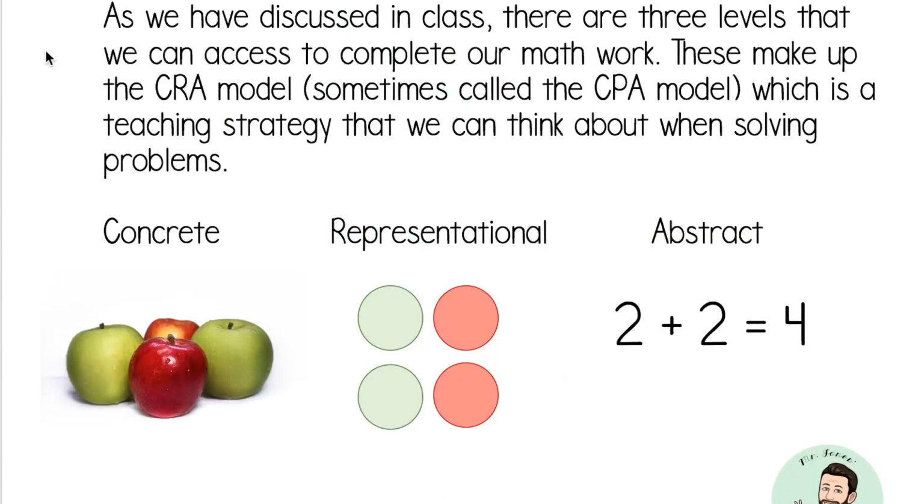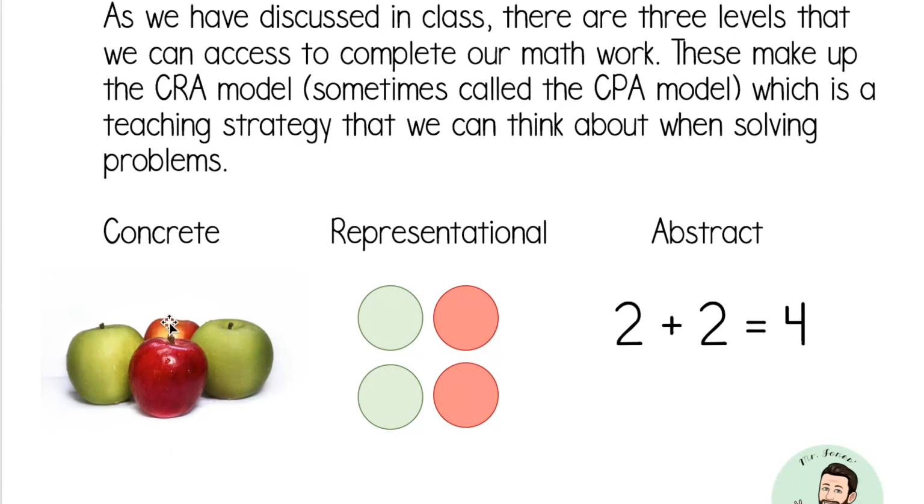So as we have discussed in class, there are three levels or categories that we can access to complete our math work. These make up something called the CRA model, which is an instructional strategy that teachers often use, but something we can think about when we're solving problems. So there are three categories.